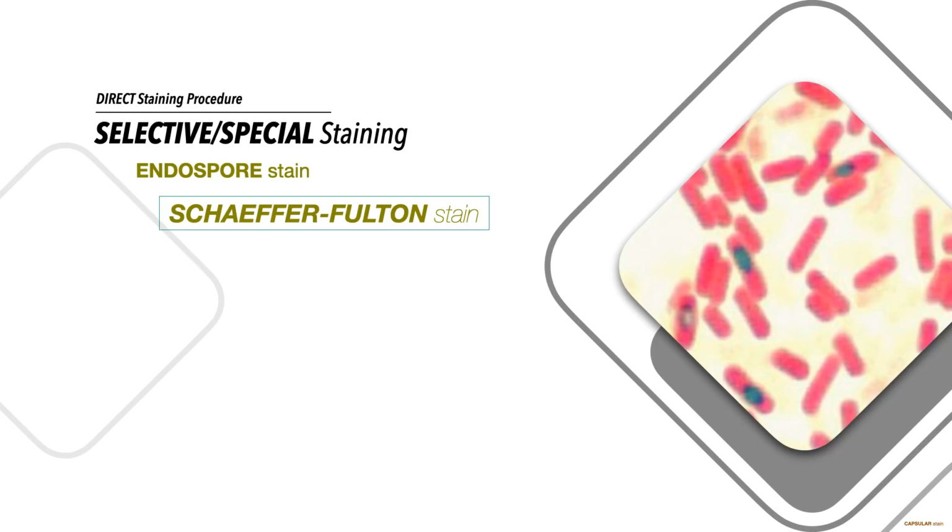You differentiate cells with endospores from those bacterial cells that are called vegetative cells. Simply, these are cells without endospores. Vegetative cells are the ones that reproduce. So you can do the differentiation using this endospore stain.